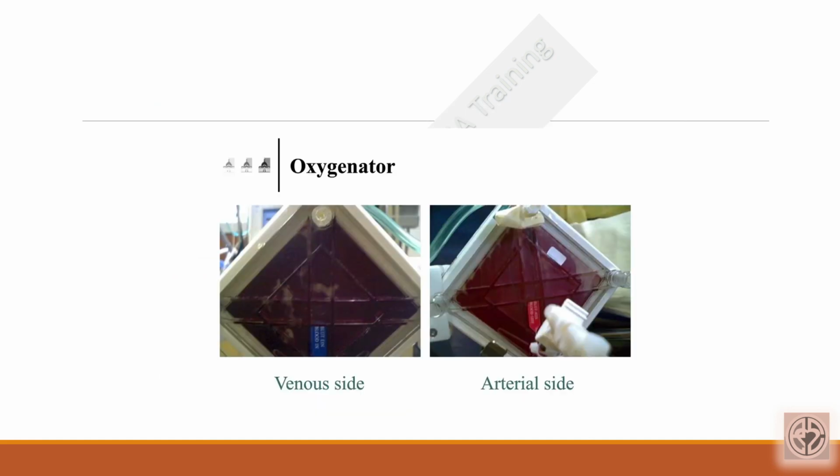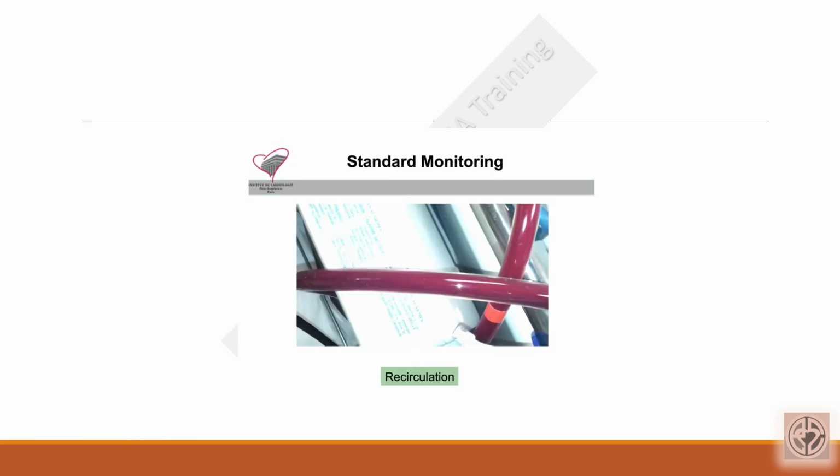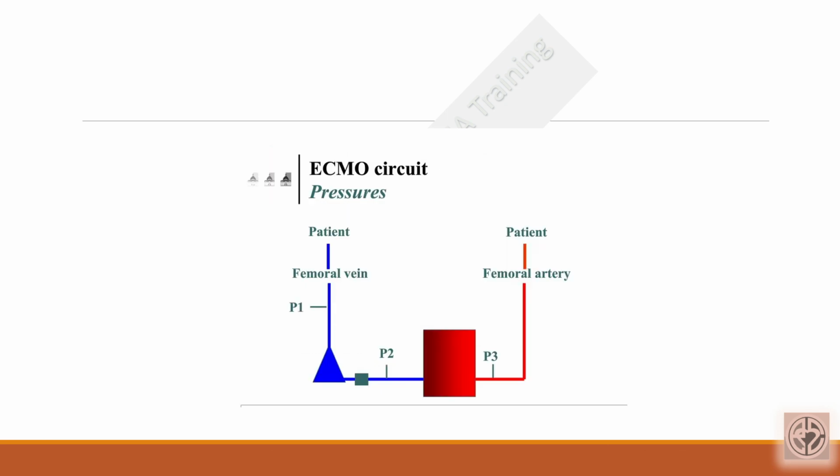You can examine the oxygenator with a torch test. You can see whether there are some clots in the oxygenator, venous side and arterial side. Look at the recirculation: if both the cannulas become bright red, it means there is recirculation. So look at both the tube colors.